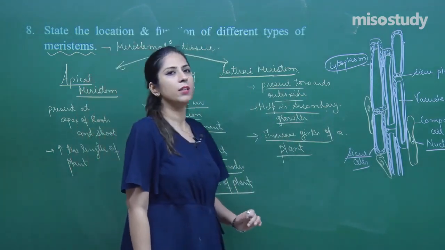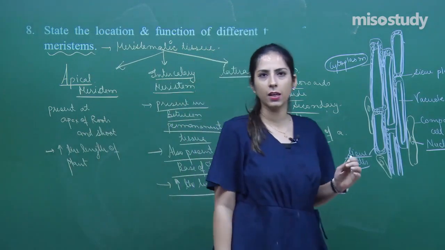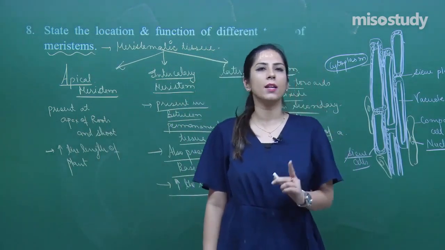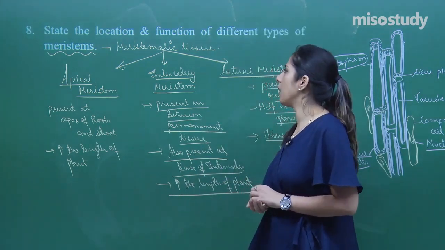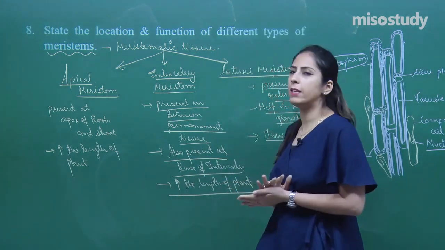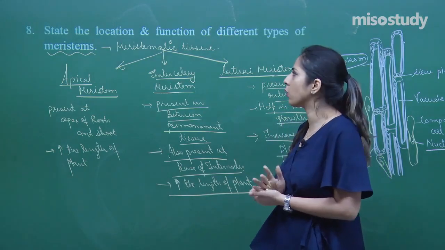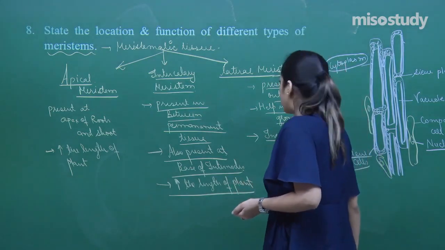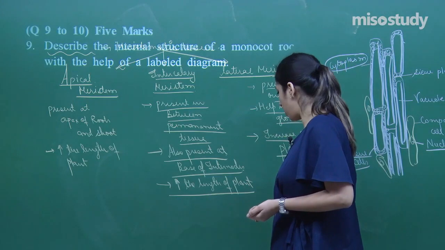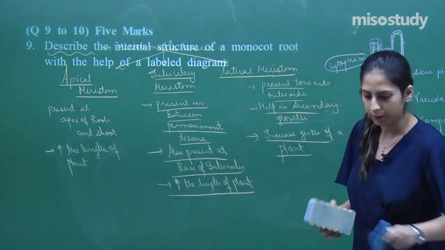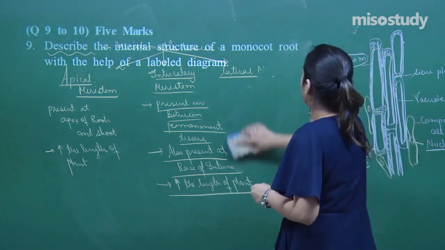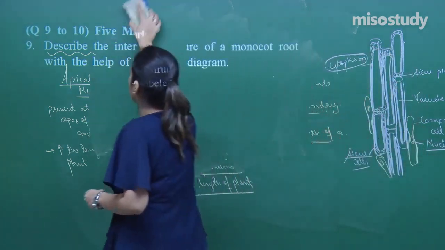And even you have to draw the diagram as well. I have drawn the diagram in the sessions. Do make the diagram if such type of question comes. So this is a type of meristem, apical, intercalary and the lateral meristem. This was question number 8. Let's see a next question. This question is from another different category. So this is a 5-mark question.